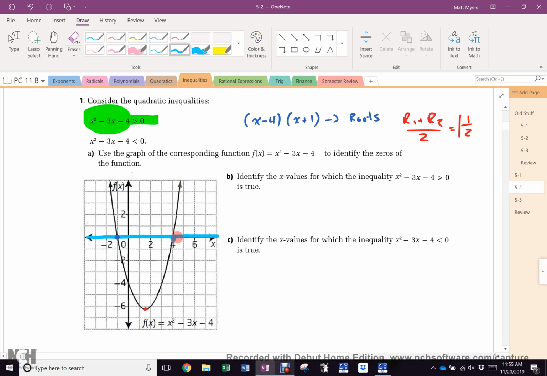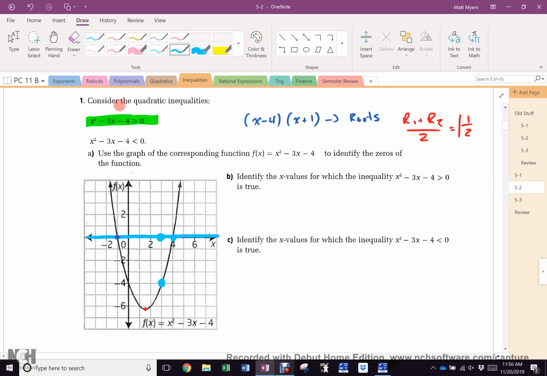What is the output value when I enter 4? No, you don't need your calculator. When I say 4 as an input value, because it's an x value, what is the output value? 0. Is 0 greater than 0? No. Somebody give me another x value. 3. When I input 3, what is the output value? Negative 4. So if I input 3, 9 minus 9 minus 4, is minus 4 greater than 0? No. So 3 is not going to be an appropriate answer.